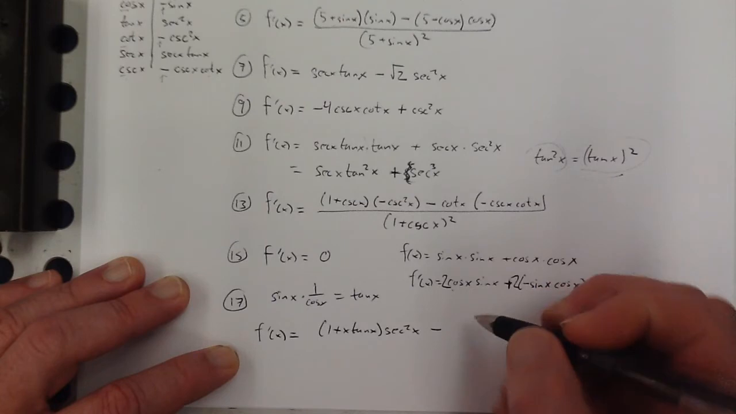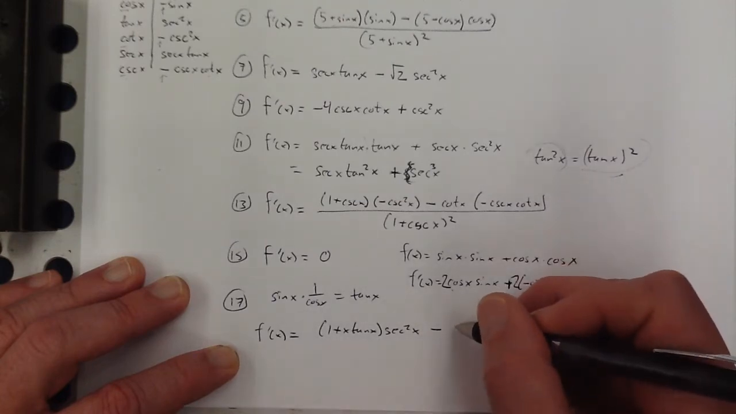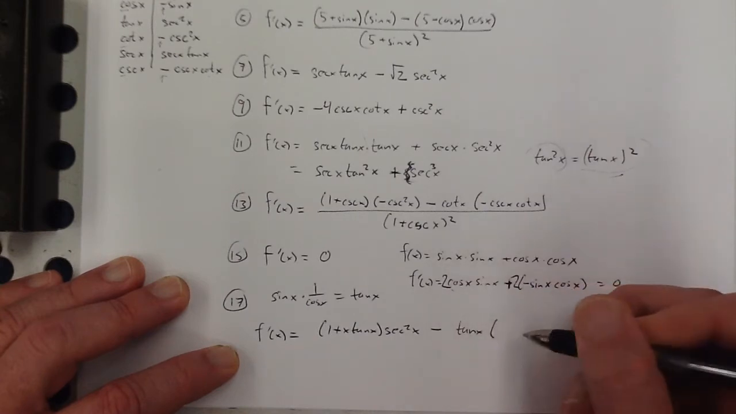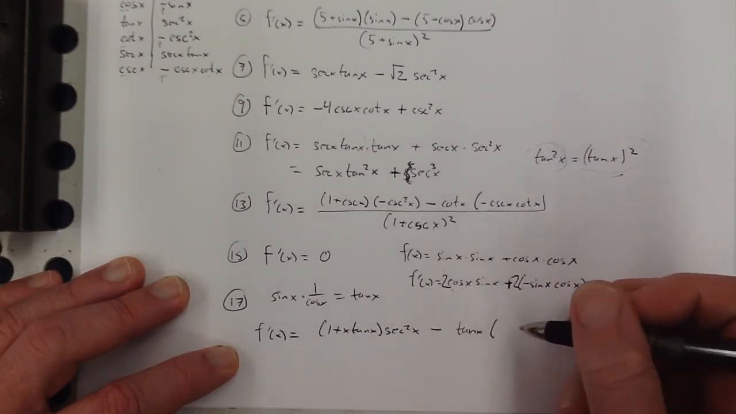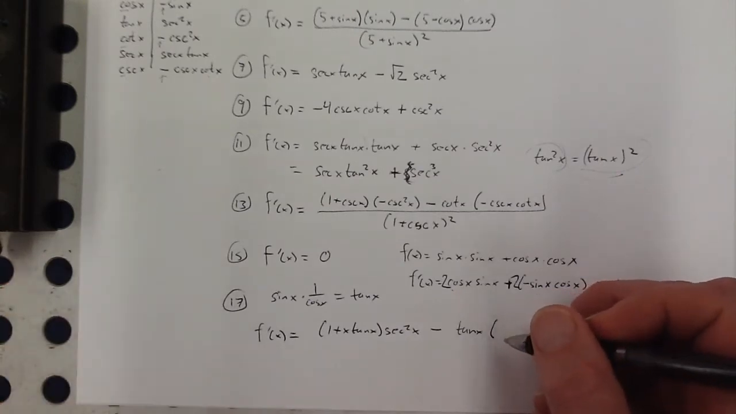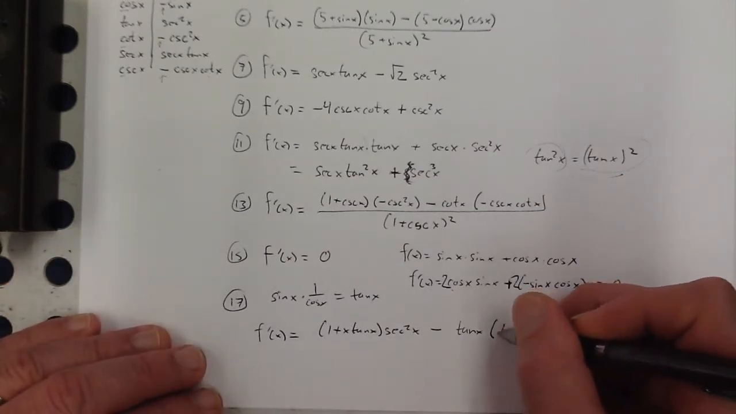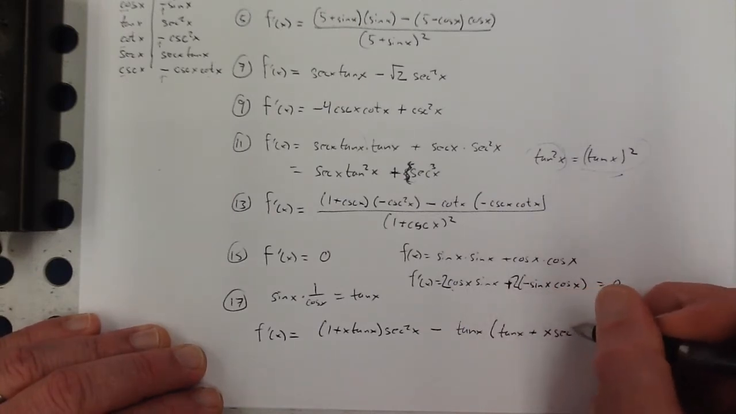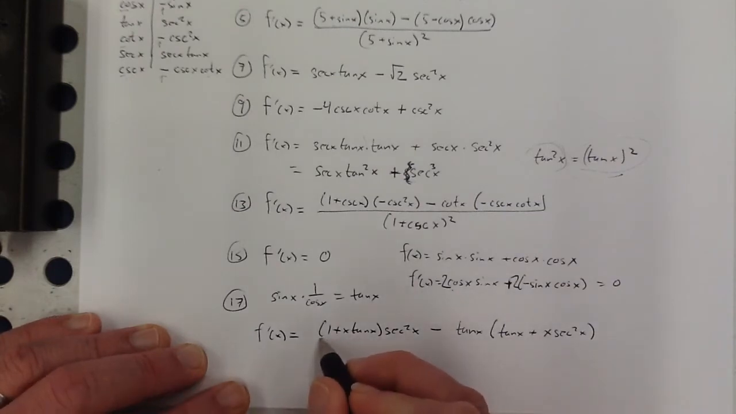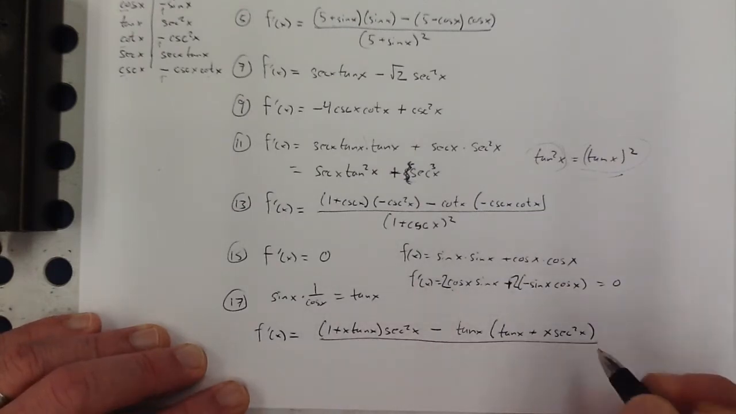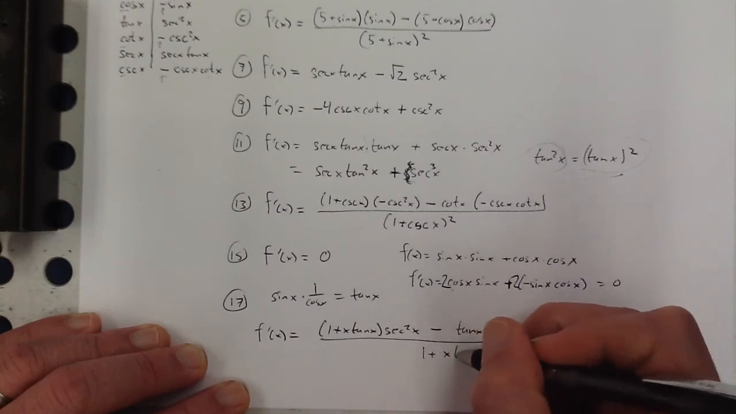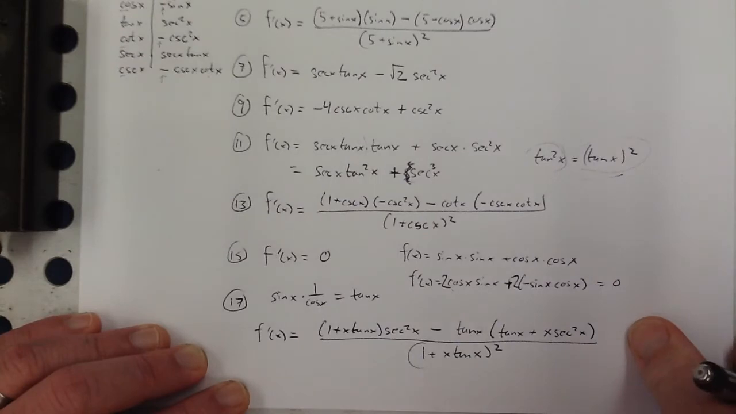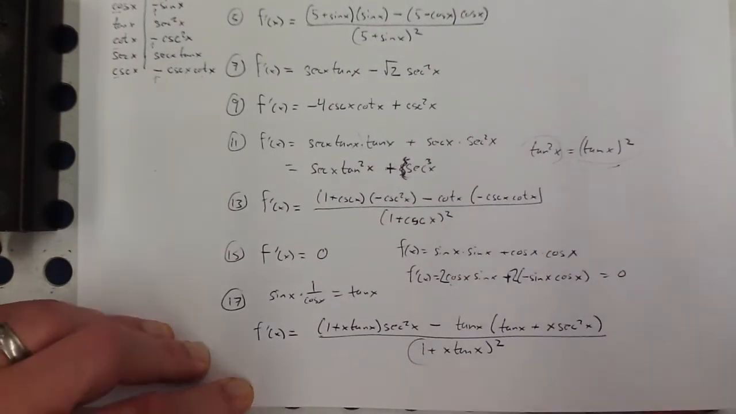Minus, low d high minus high d low. So the d low, the derivative of 1 is 0, and then I got to do product rule on the x tangent x. So the derivative of the first is 1 times the second plus the first times the derivative of the second. That's what that looks like over low squared. Want to simplify that? Great.